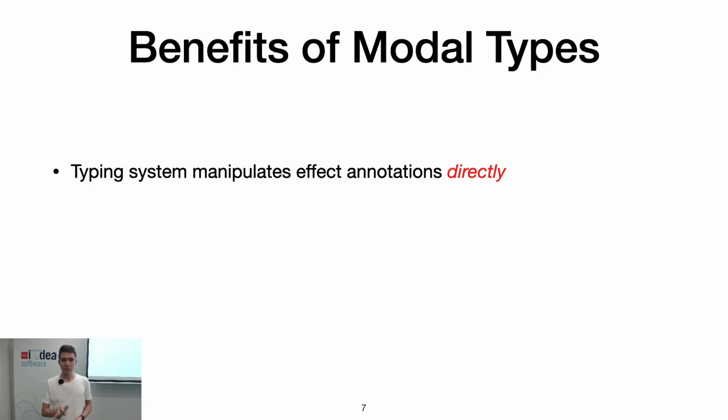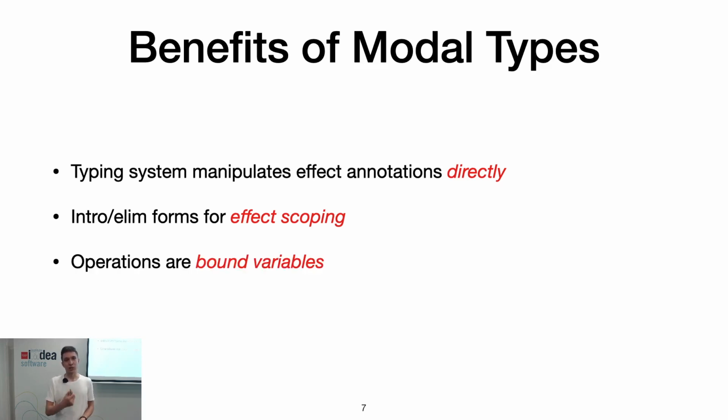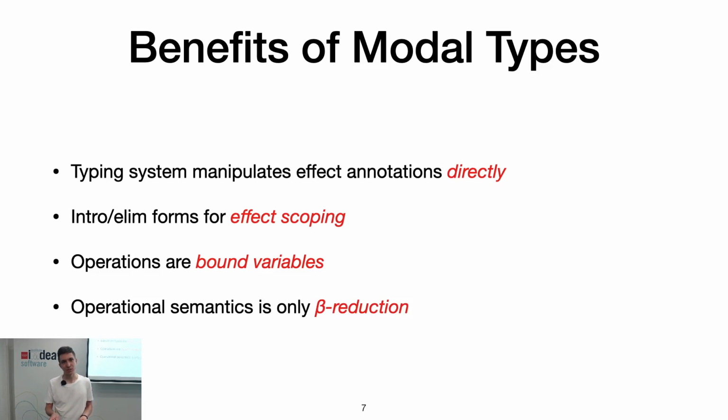First of all, our typing system starts to manipulate effect annotations directly, with introduction and elimination forms for effect scoping. Our operations become just bound variables in terms, and we can, for example, alpha-rename them. And moreover, our operational semantics becomes super simple. Instead of many rules for how to define handlers on your computations, we have just one, but I will show you.